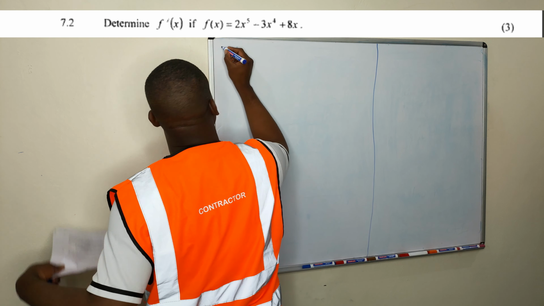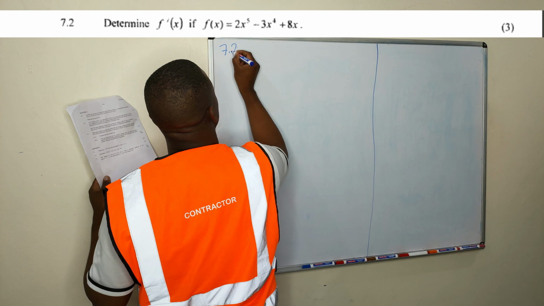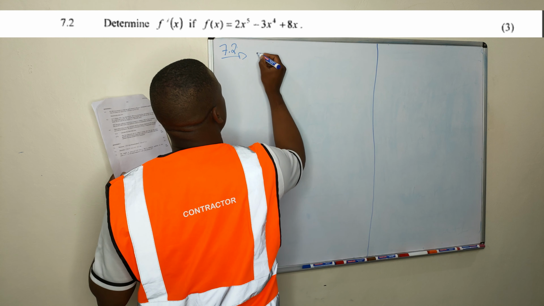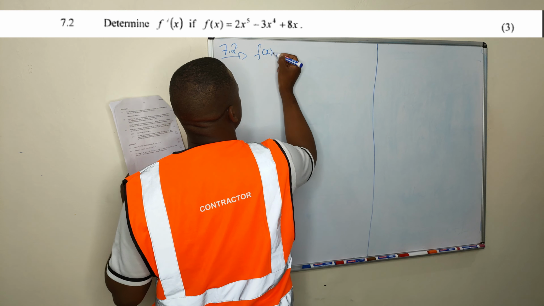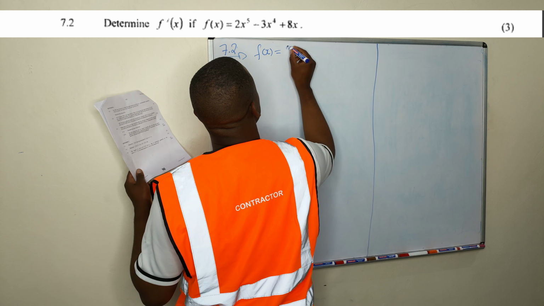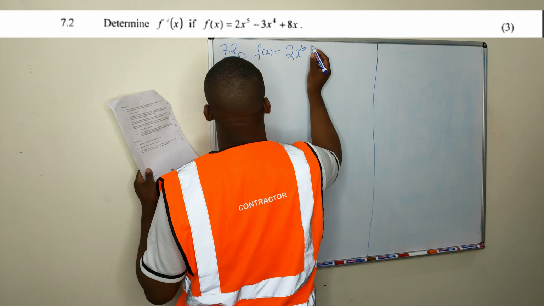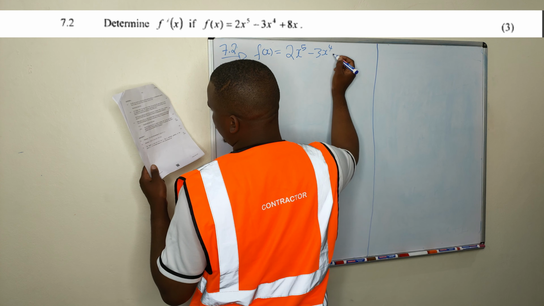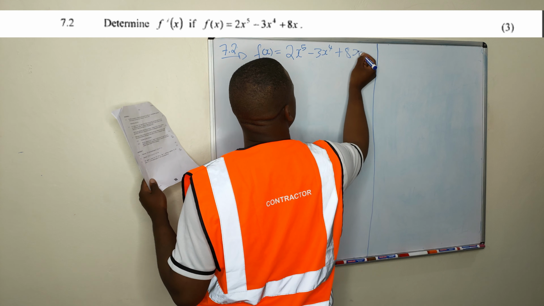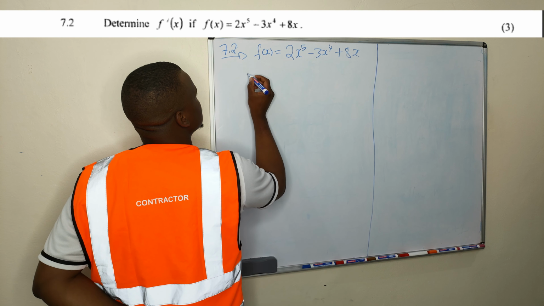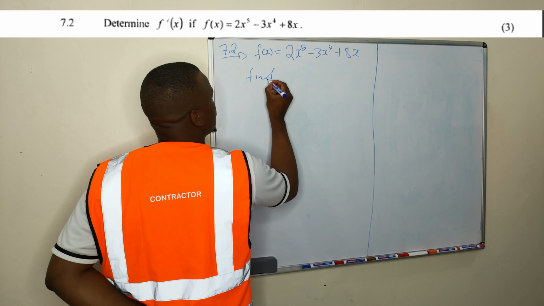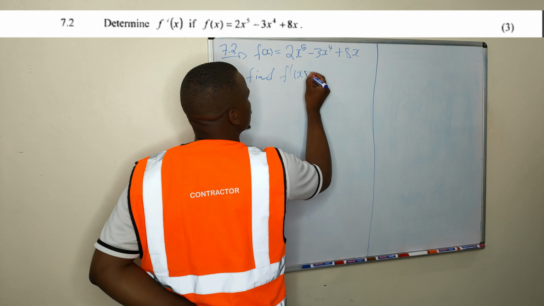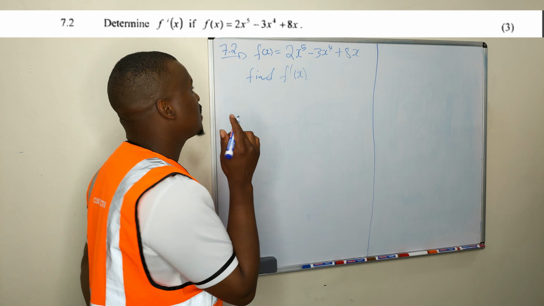So, this is 7.2. We are given that f of x is equal to 2x raised to 5 minus 3x raised to 4 plus 8x. So they want to find f prime at x. So they want the derivative of that, right?